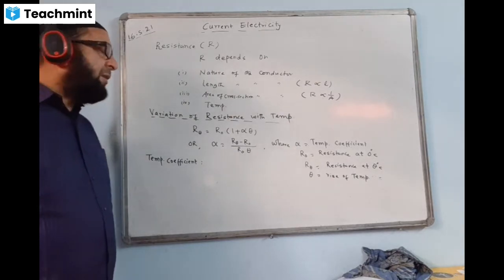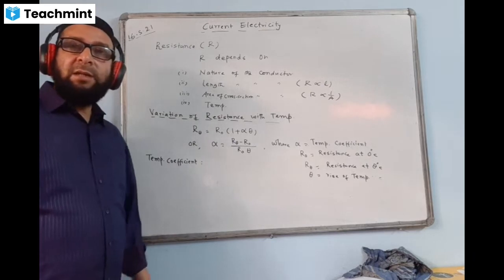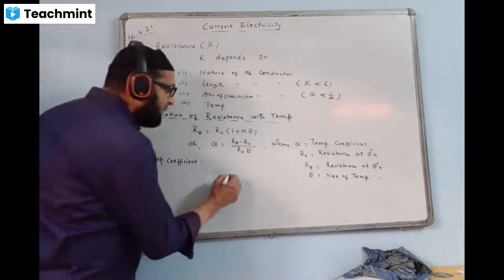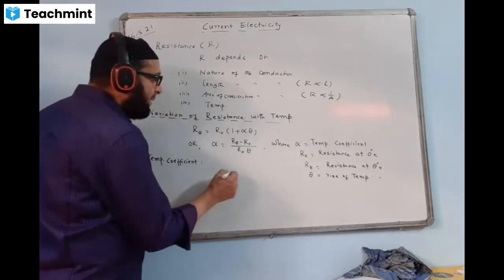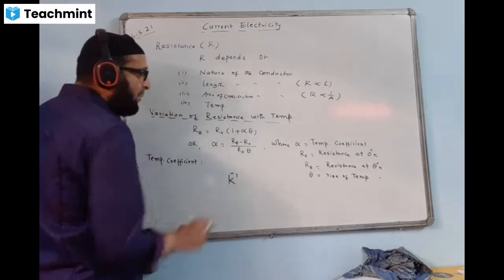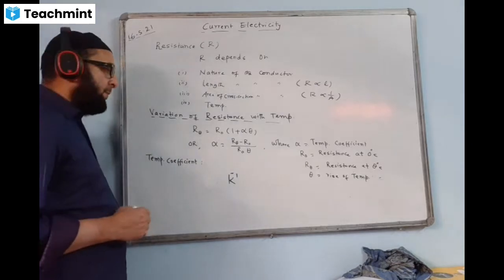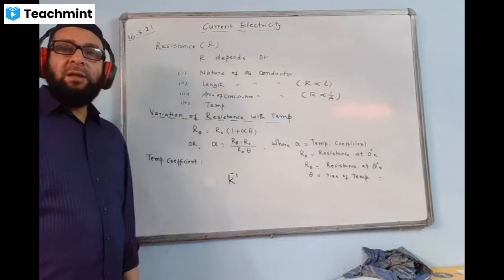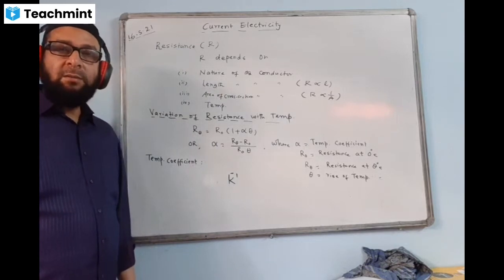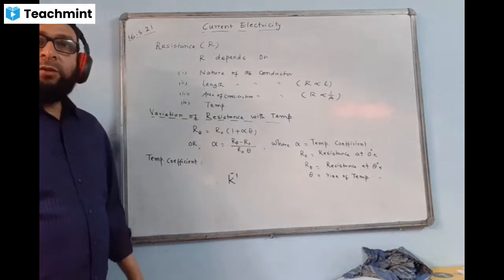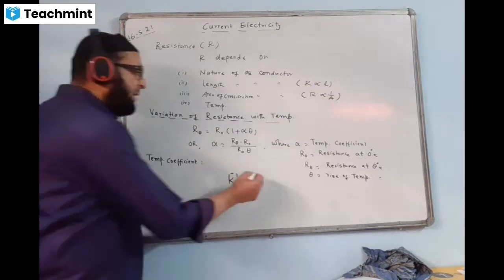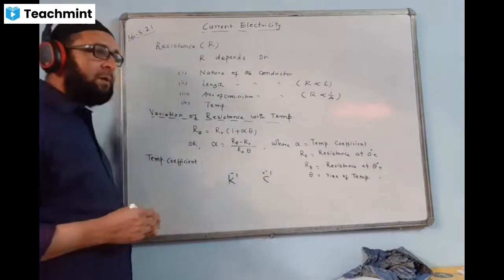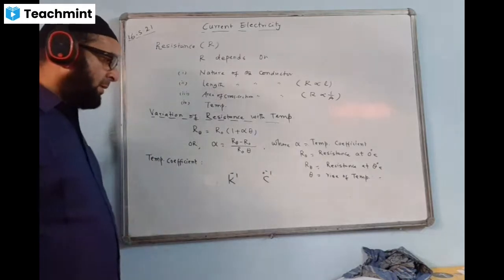Now write down its SI unit. Its SI unit is K minus 1, that is per Kelvin. And the other unit is per degree Celsius, degree Celsius to the power minus 1. Okay.